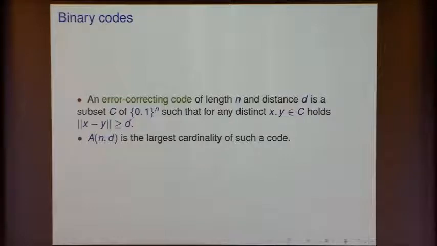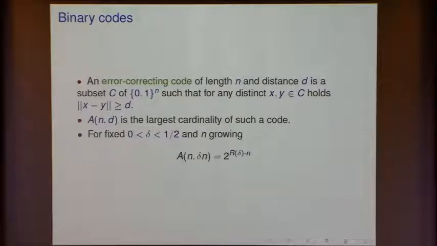So an error-correcting code of length n and distance d is a subset of the discrete cube, such that for any two distinct points, the distance between them is at least d. It's the Hamming distance. So it's basically a packing of disjoint Hamming balls of radius (d minus 1) over 2. And we want to know how well we can pack, what's the largest cardinality of such a packing.